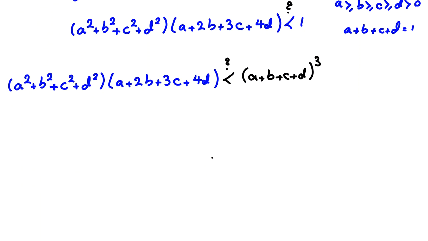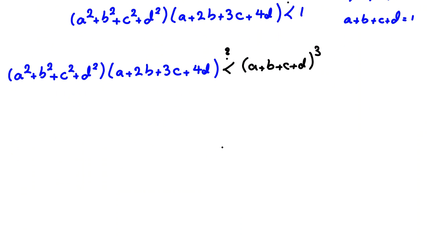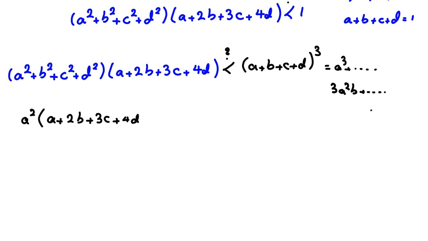Now here, I try to consider different parts. I say, okay, let's see, can we prove a squared plus b squared plus c squared plus d squared times a plus 2b plus 3c plus 4d. So let's first see what these terms are: a cubed plus b cubed plus c cubed plus 3a squared b and so on, plus 6abc and so on.